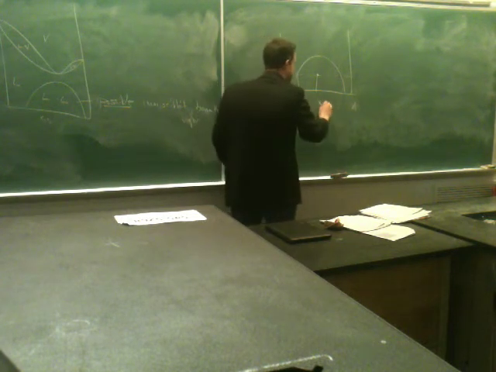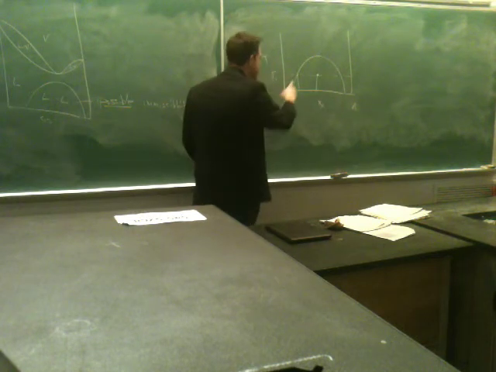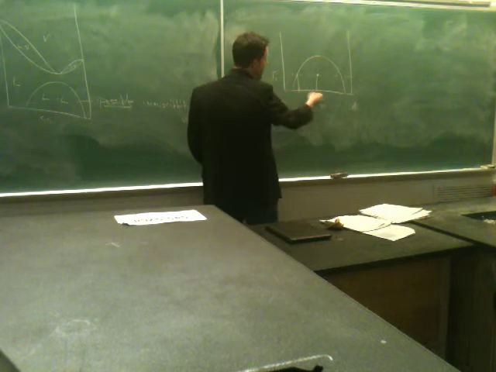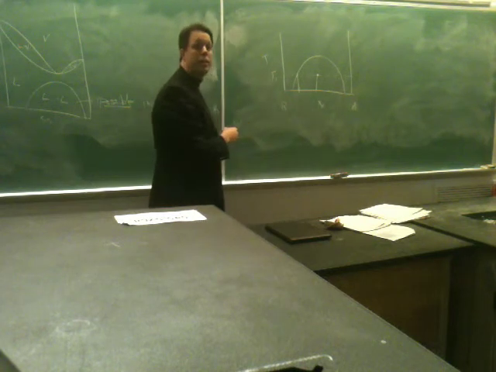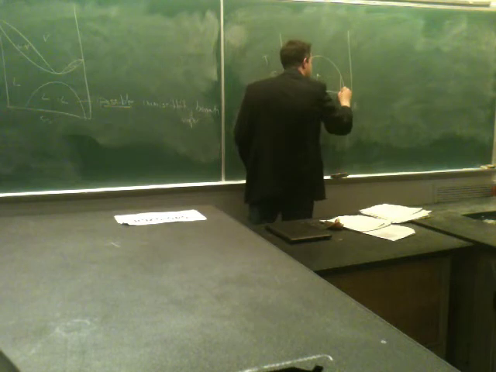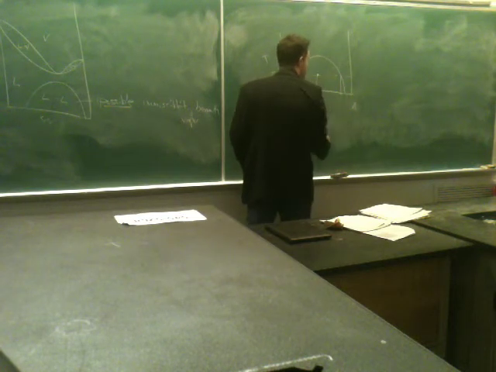Okay, so this is XA. This is going to be the B-rich phase. The composition of the B-rich phase is, in this case, looks like 25%. And this is the composition of the A-rich phase. Okay?